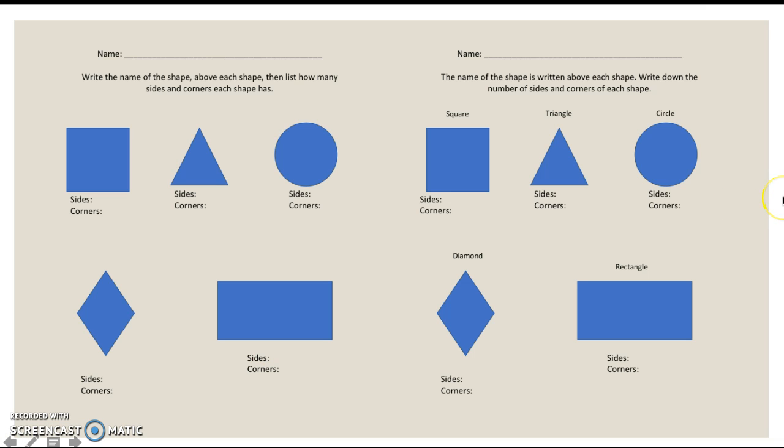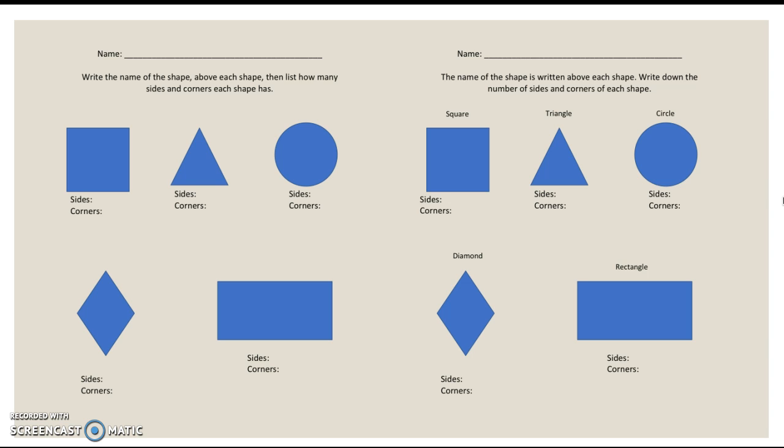And here are my two tests. So on the left here is not the modified one, it's a regular. So they will write the name of the shape above each shape, and then they will list how many sides and corners each shape has.